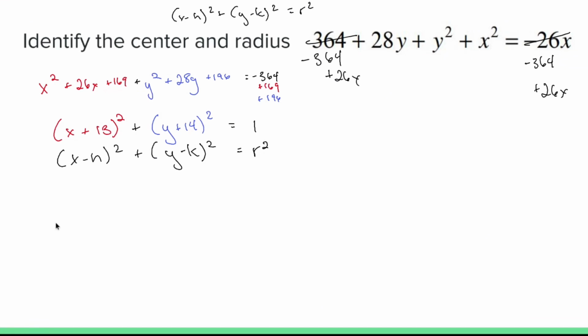My center exists at (h, k). If negative h is positive 13, then positive h is negative 13. And I wrote down h again. Silly me.